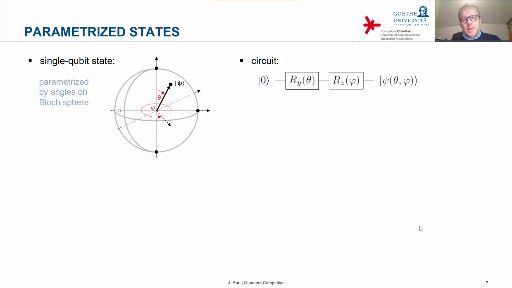So you see these parameters now again in the circuit, namely as parameters which specify the gates that prepare the state. And you can prepare any single qubit state by a sequence of RY and RZ gates, just as I wrote it here, with varying values of the angles theta and phi.